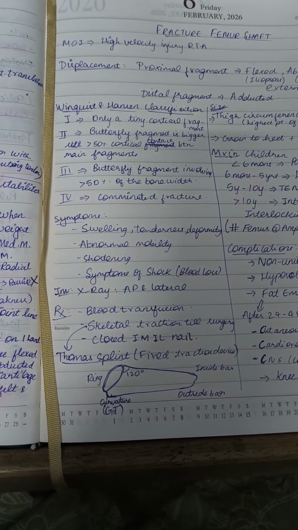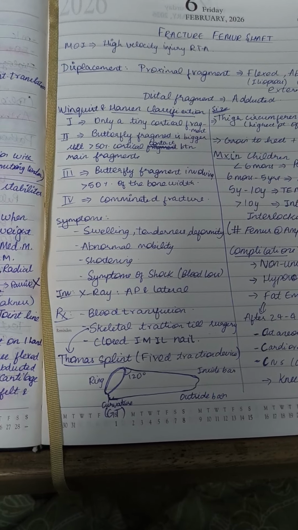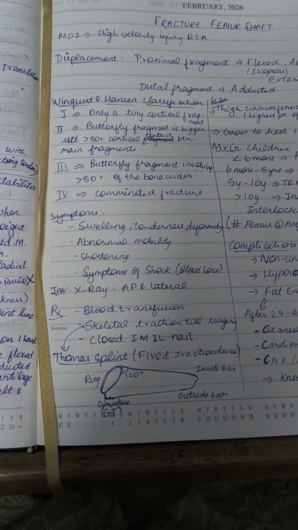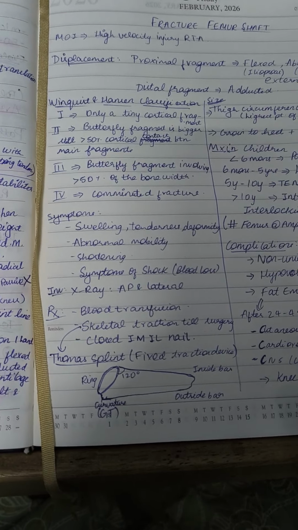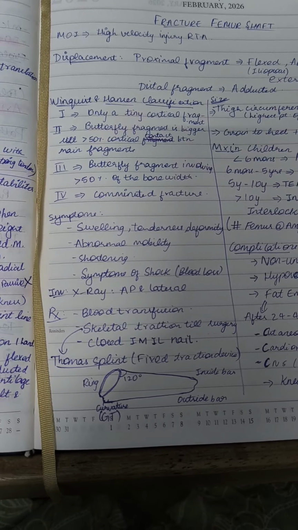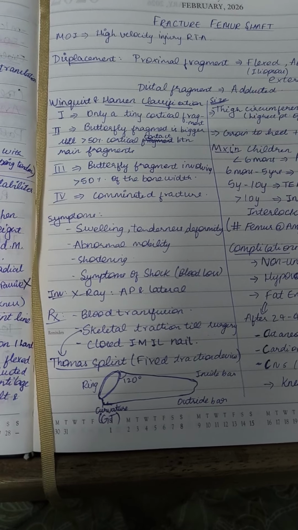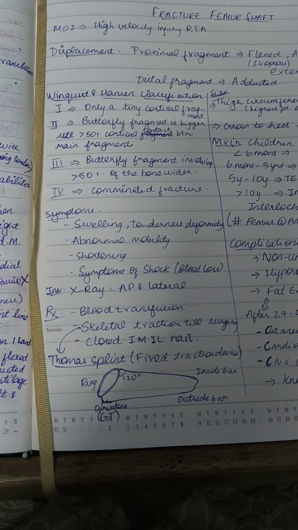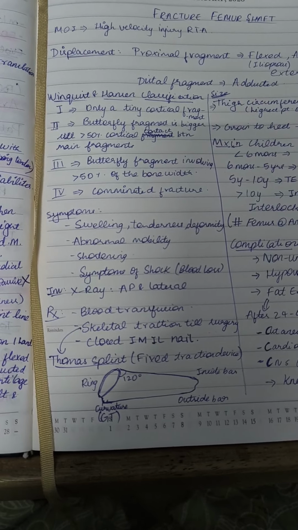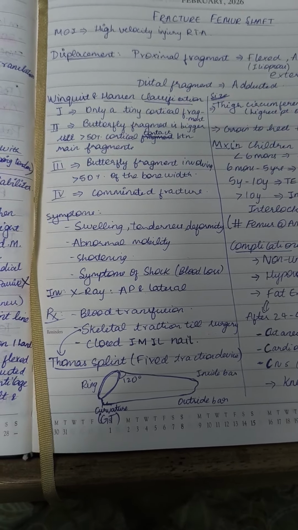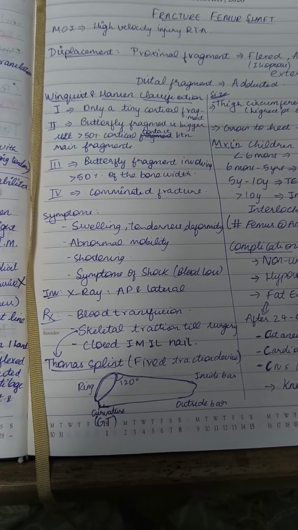And we also have a Winquist-Hansen classification. The stage 1 is only a tiny cortical fragment is formed, and in stage 2 the butterfly fragment is bigger than stage 1, but still there is more than 50% cortical contact between the main fragments. And in stage 3 we have butterfly fragment involving more than 50% of the bone width. Stage 4 is multiple comminuted segments of fragments are present.